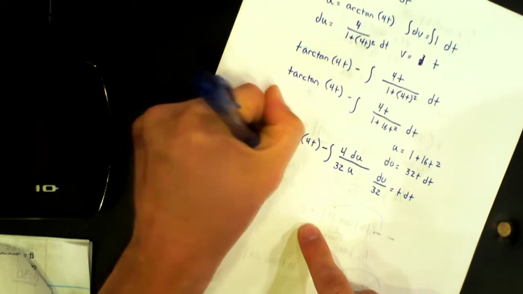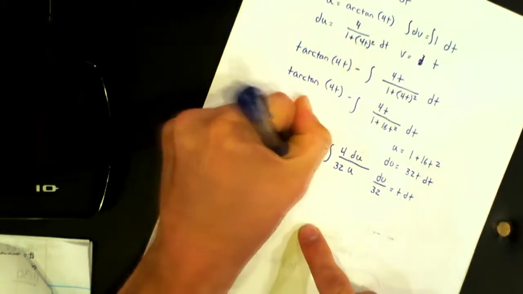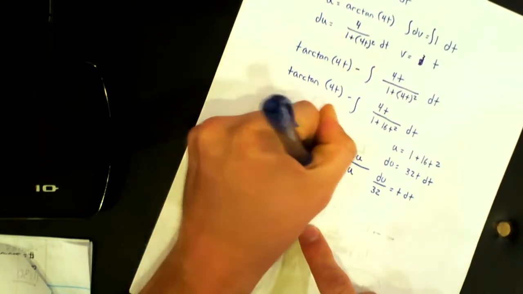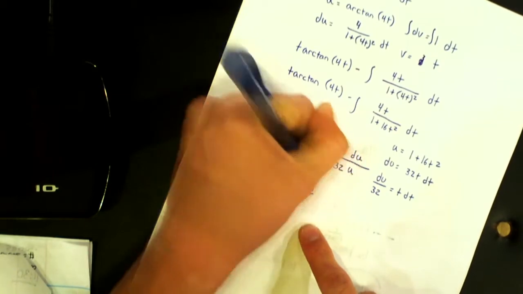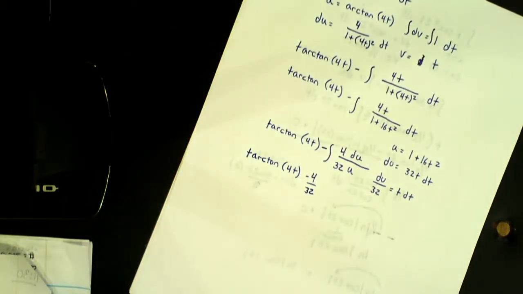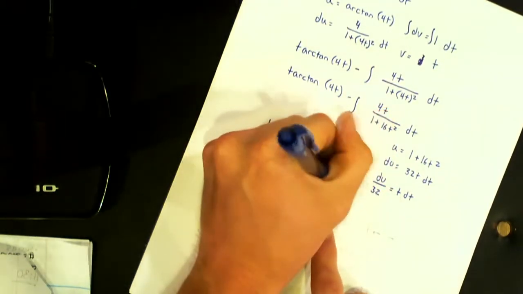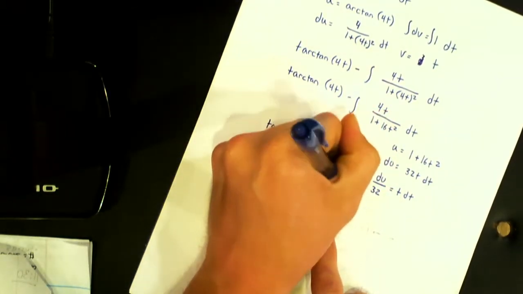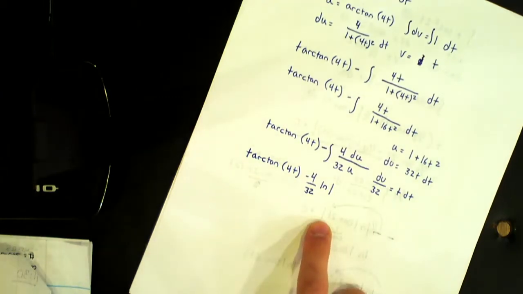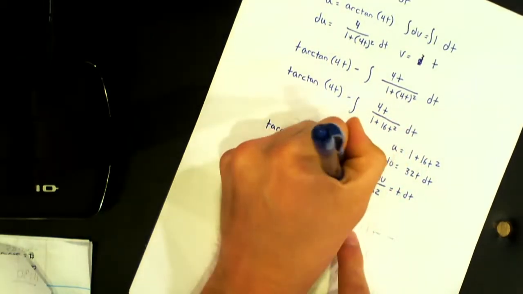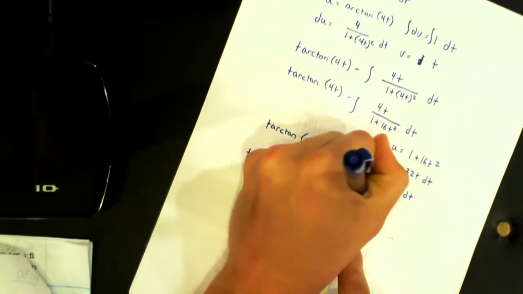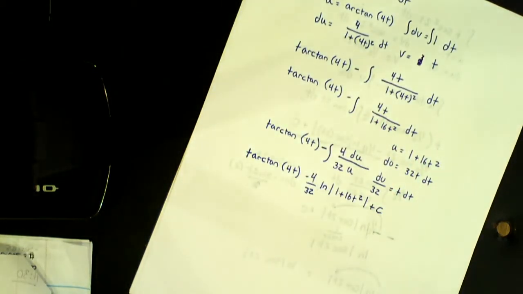t arctan 4t. Pulling this out, what would this give us? The integration of 1 over u. Okay, and what would that be? ln. All right, perfect. And what is u? 1 plus 16t squared. All right, nice. All right, and that would be your answer for this one. Did that make sense? All right, go ahead.